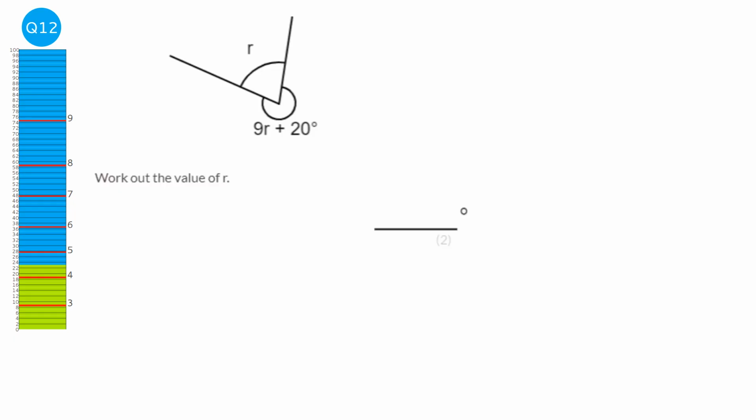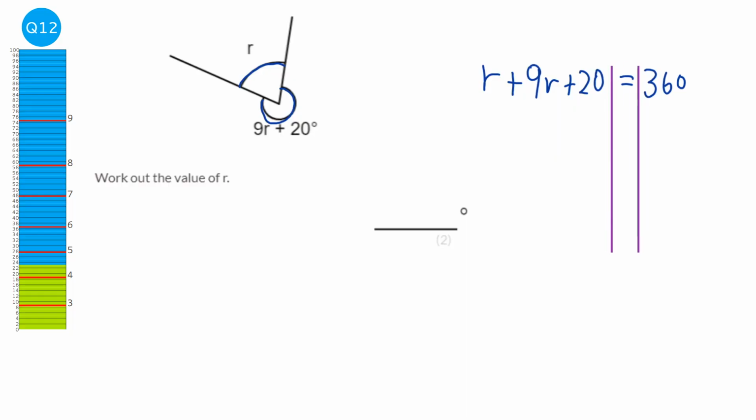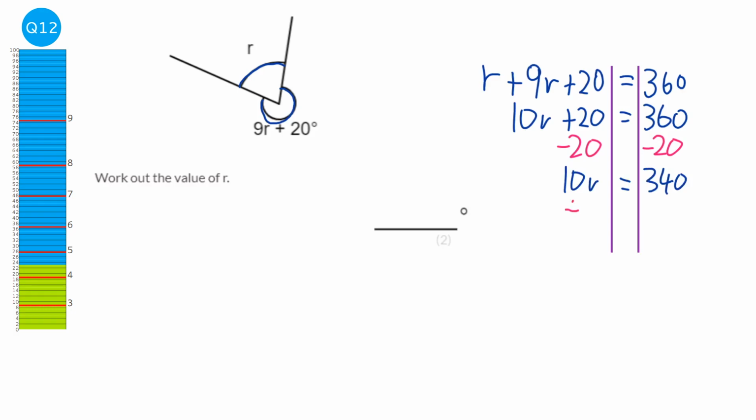So angles on a point add up to 360, and we are given the values of the angles but in terms of r. So we know that r plus 9r plus 20 will equal 360. So we've got an equation here we can solve. So first of all, let's add the r's together, and so that will be 10r plus 20 equals 360. Then we're going to subtract the 20 from both sides. So we have 10r equals 340, and then we're going to divide by 10 both sides.